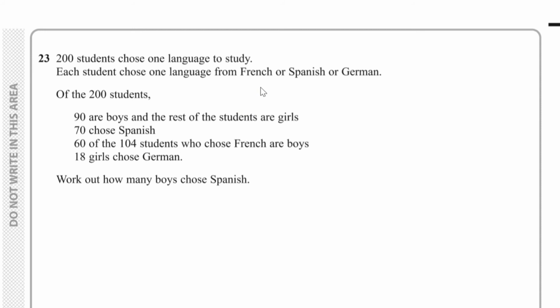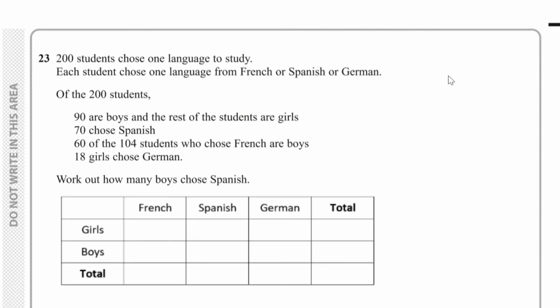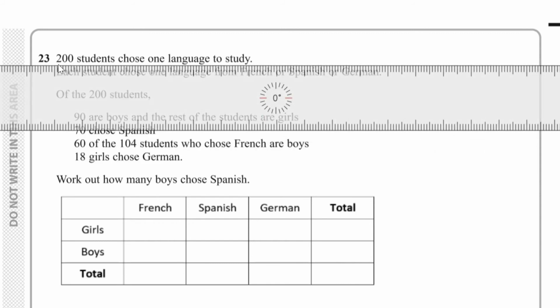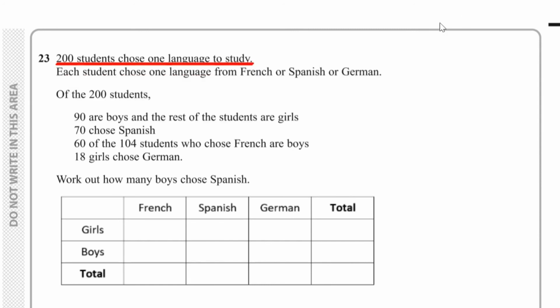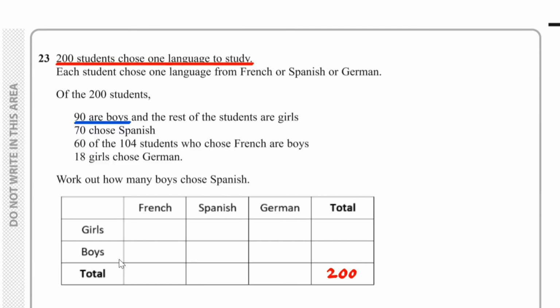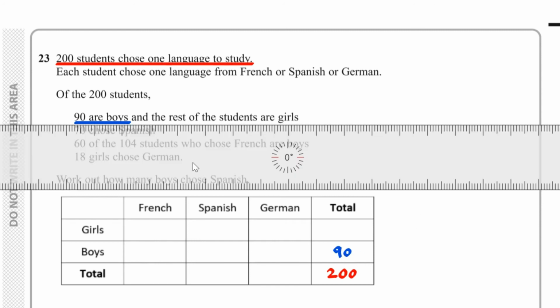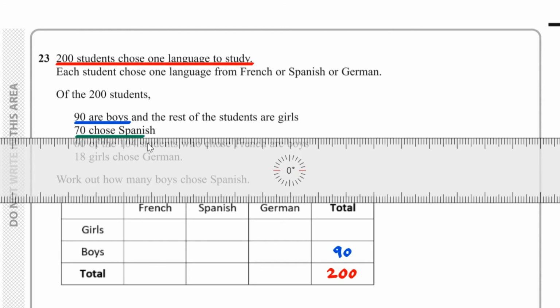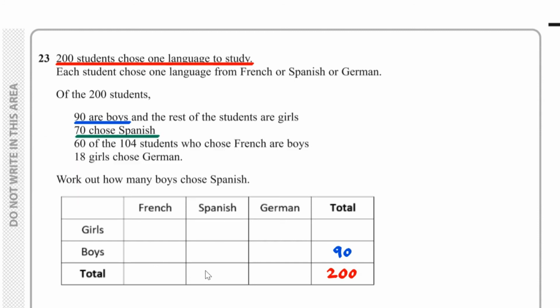Well, we've got 2 categories: language chosen and gender. Here is a two-way table we can use to represent this information. What we know so far is that there are 200 students in total. We also know that of the 200 students, 90 students in total are boys. So the total for boys is 90. We also know 70 students in total choose Spanish. So Spanish total is 70.